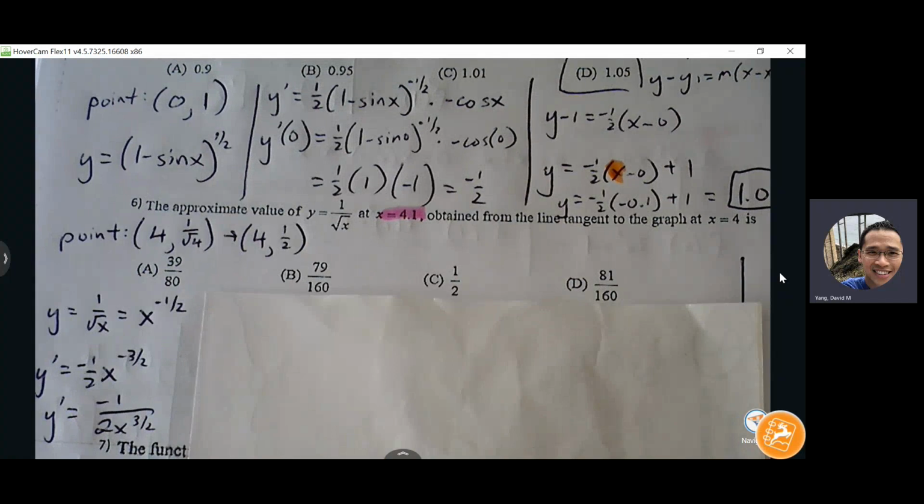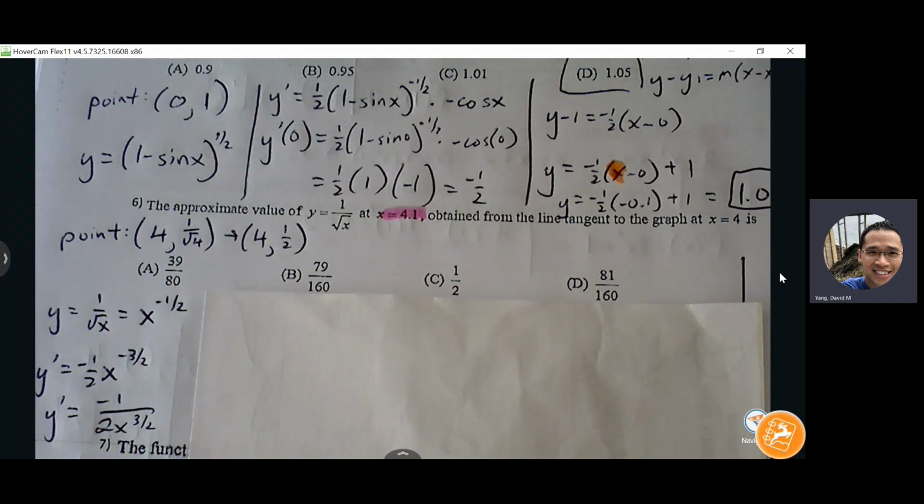Easiest thing to do first is to get that ordered pair. So we insert x equals 4 into the x of my equation. So 1 over square root of 4, root 4 is 2, and then 1/2. So my ordered pair is 4, 1/2. I'm just finding my ordered pair using my function.